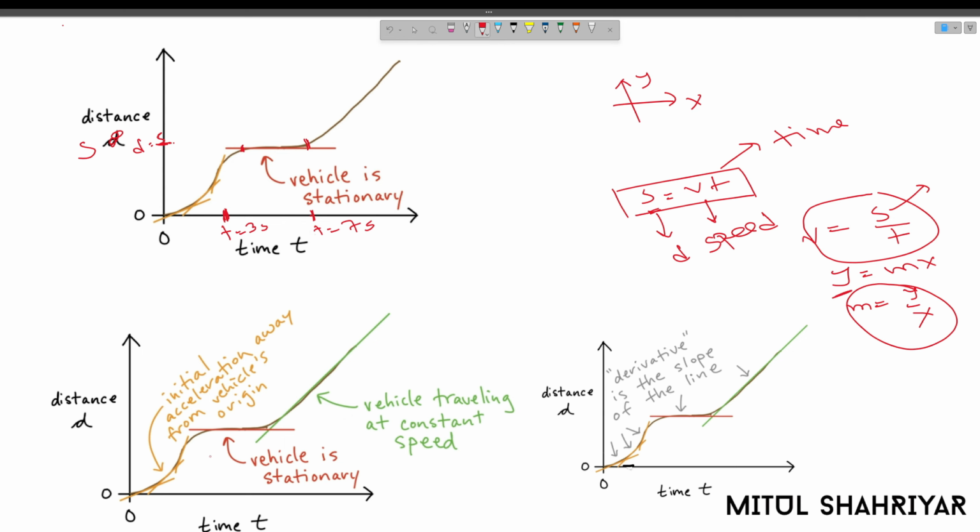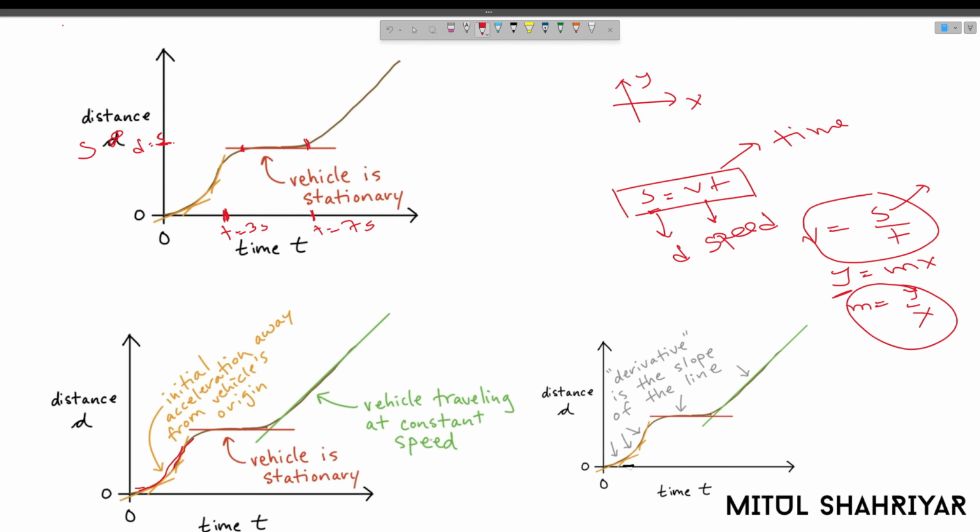Great. Now if you look here, we can explain more. These points actually refer to the initial acceleration away from the vehicle's origin. Once a vehicle or a car starts, this part of the graph refers to the initial acceleration. And after that the vehicle is stationary, which means the vehicle has stopped for a while, and then again there is some sort of almost linear line. If we create a line, you can see the vehicle traveling at constant speed.